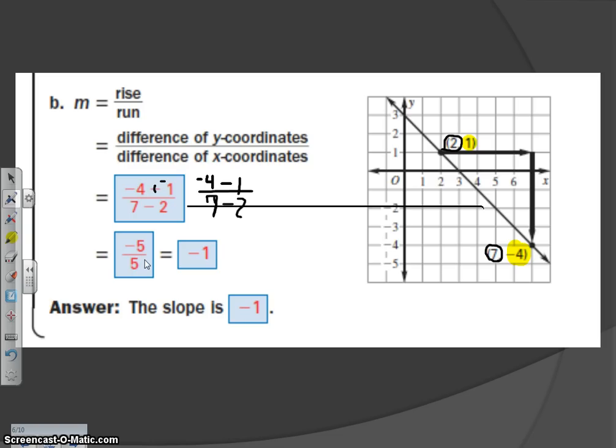The slope is -1. If you get a whole number or an integer like -1, you can leave it as an integer. You don't have to make it into a fraction. You can by putting it over 1, but you do not have to. You definitely could just leave it as -1.